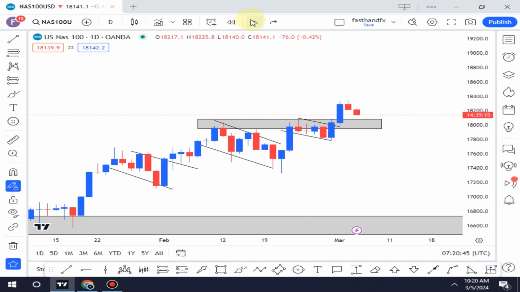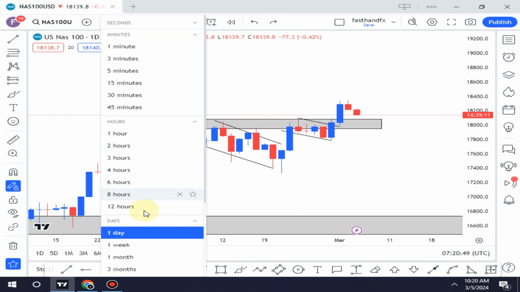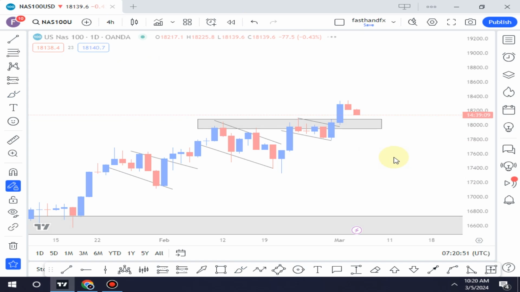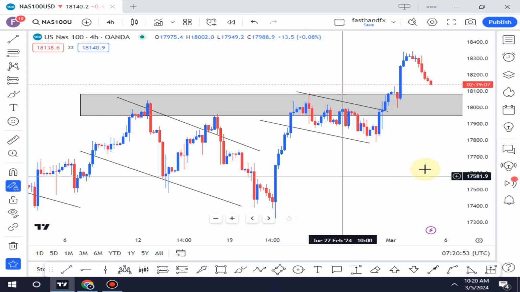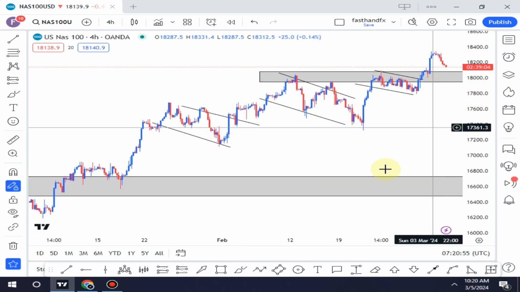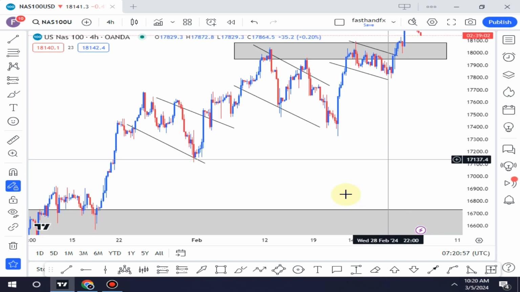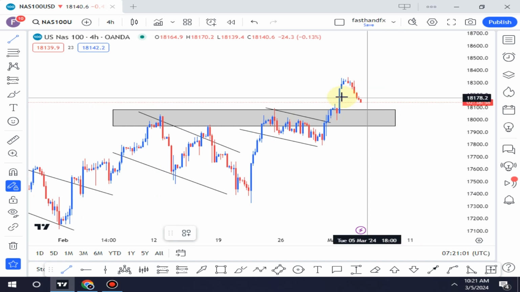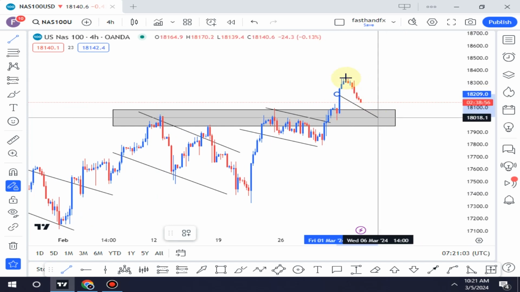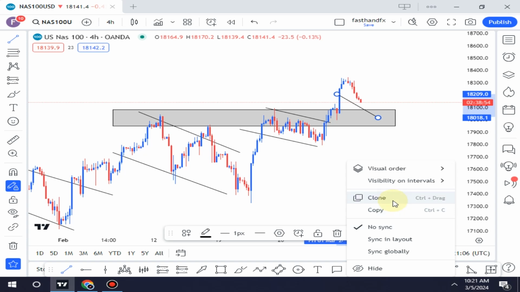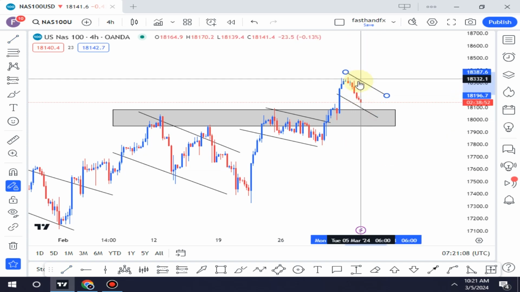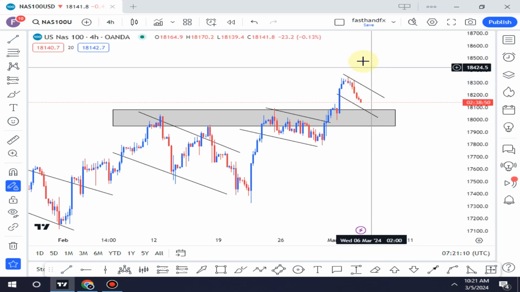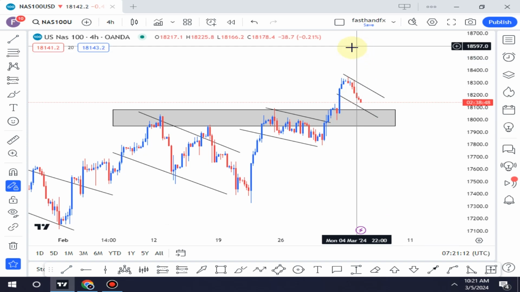Okay, so on this one, probably we need to go to the H4. Let's go. All right, so this is just another thing, guys. Market is amazing, guys. So we need to understand that probably the market wants to give us another bullish continuation pattern, guys. Okay, so this is it, guys.